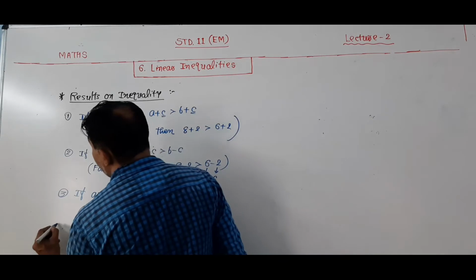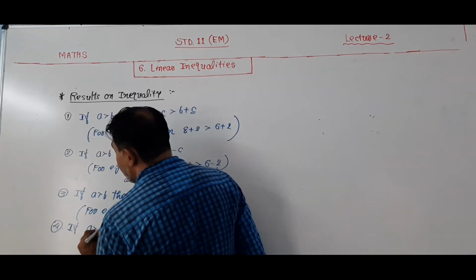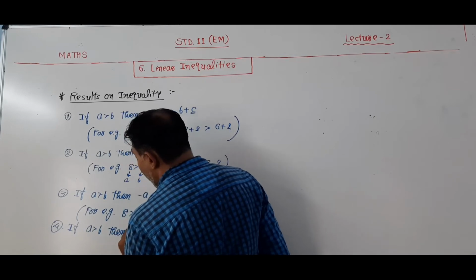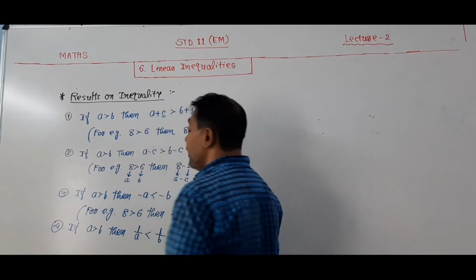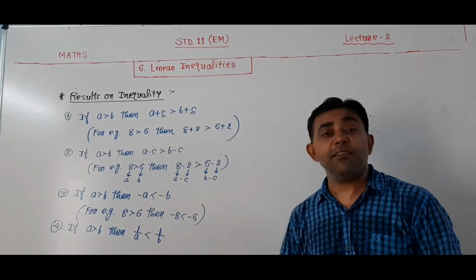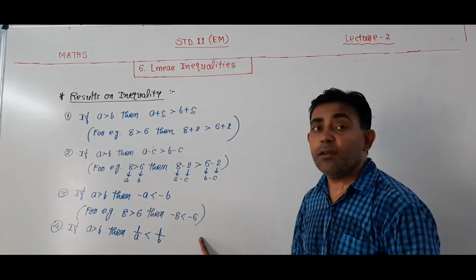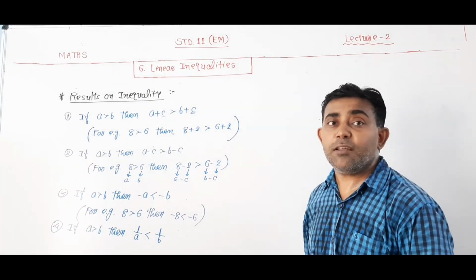Fourth and important result and last result. If A is greater than B, then my dear friends, 1 by A must be less than 1 by B. It means when we take the reciprocal, then what do we say? The inequality must be changed. Okay? So let us see one example.